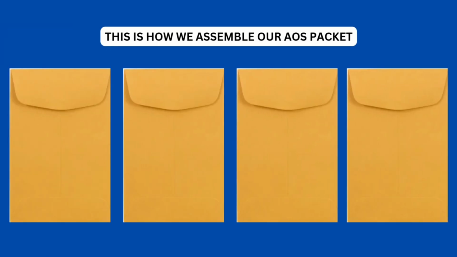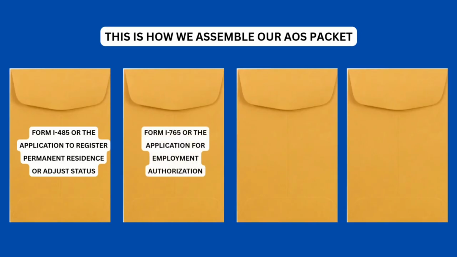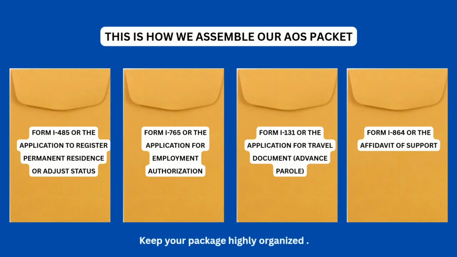This is how we assemble our AOS packet. We used brown envelopes and we have 4 of them. The first one includes the documentation for our Form I-485, followed by the next envelope for the Form I-765 or your application for work permit. The third envelope would be your documentation for your Form I-131 or your application for travel document or advance parole. And on the fourth envelope, guys, we use that to separate the documentation for the Form I-864 or our affidavit of support. Keep your documents, folders, and envelopes highly organized, okay?